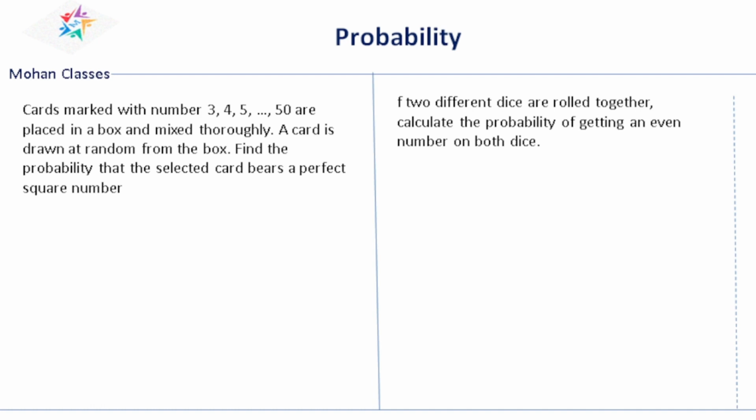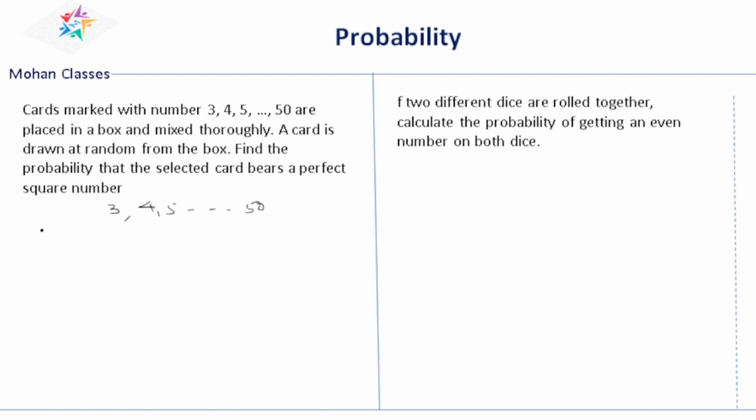Here, cards marked with numbers 3, 4, 5 up to 50 are placed in a box and mixed thoroughly. A card is drawn at random from the box. Find the probability that the selected card bears a perfect square number. So here, first we have to write the number of samples, that means possible outcomes. How many numbers will be there? 3, 4, 5 up to 50, right? So that means 48 will be there. From 3 to 50 we will get 48.